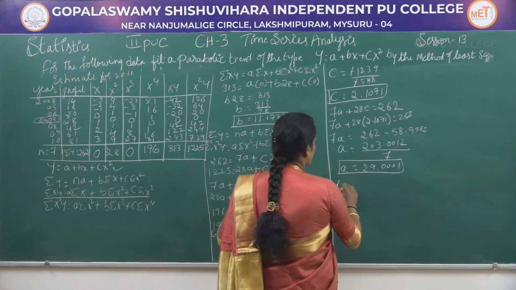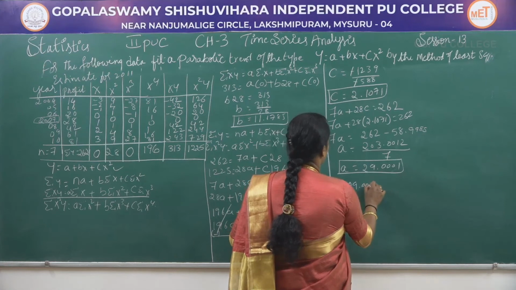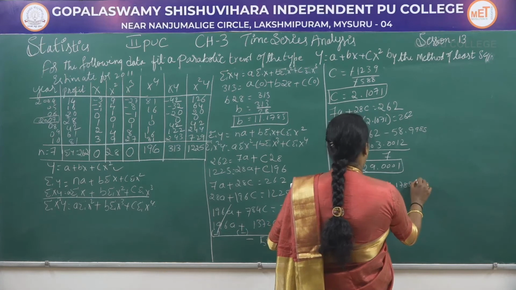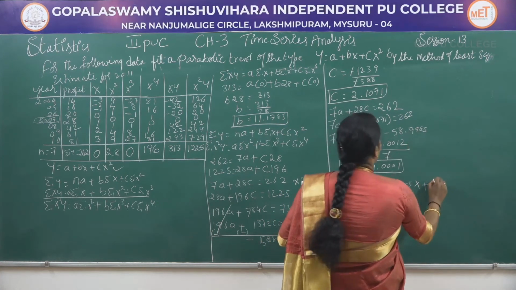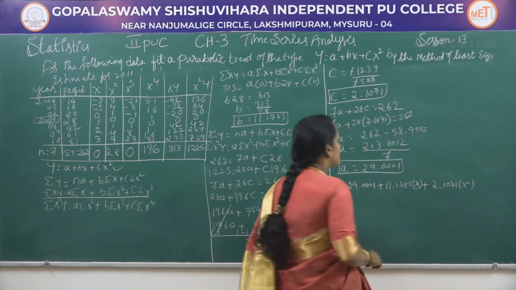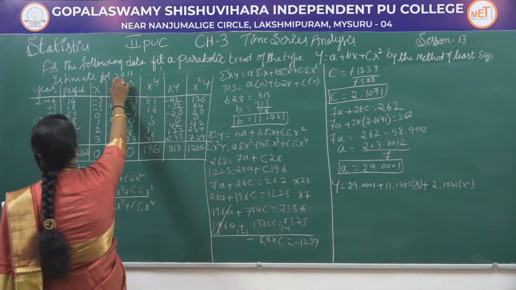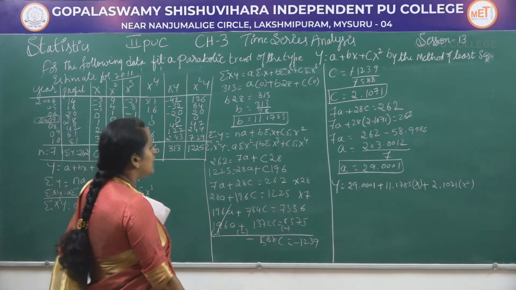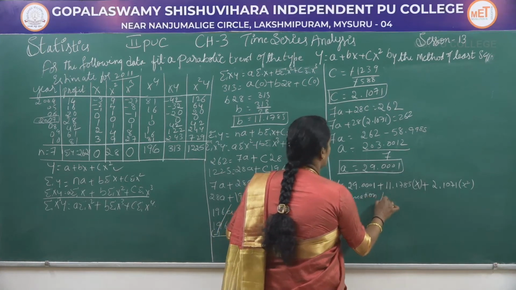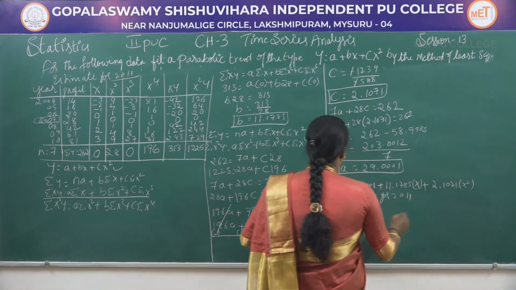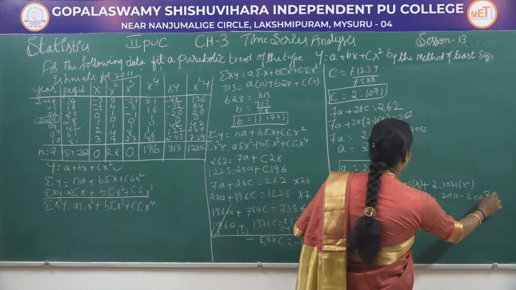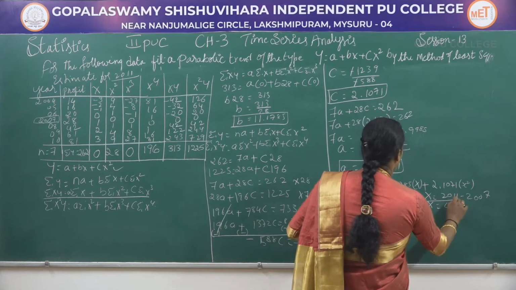Now you have to substitute these a, b, c constants in the second order equation. That is, y is equal to 29.0001 plus 11.1785x plus 2.1071 x square. Okay, but here we have to estimate for 2011. So estimation for 2011, x is equal to 2011 minus 2007. So x is equal to 4.